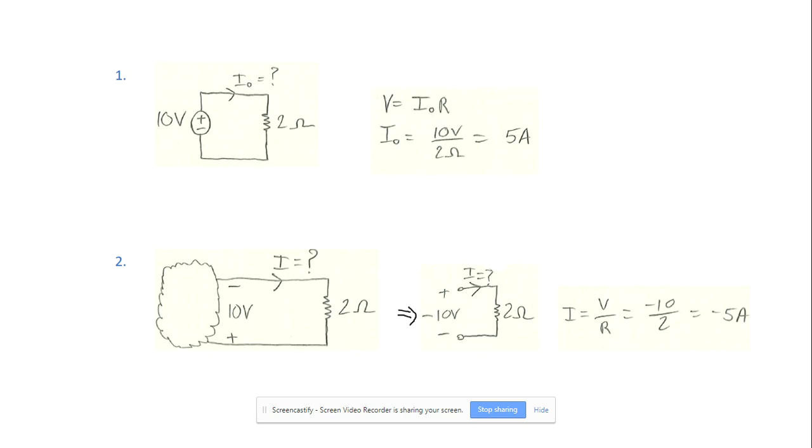So what's going to be really important with passive sign convention is it not only tells us what the magnitude of the voltage or current is, it's also telling us what direction it's in based on how it's defined. Now, if the current were defined in this original circuit going in the opposite direction, then this would have been a positive 5 amps based on how the current is defined.